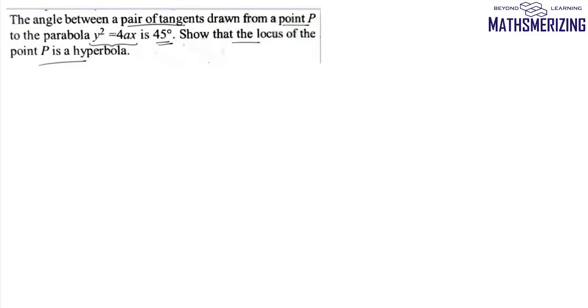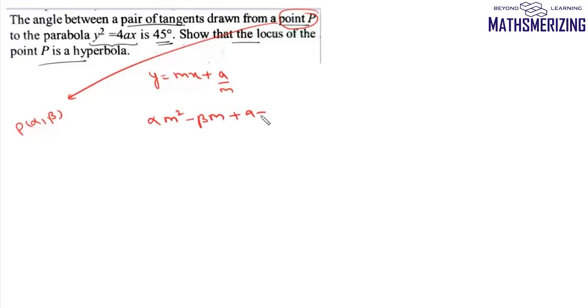So again, we'll consider the equation of tangent, which is y equals mx plus a by m. Now we need to find the locus of this point P. So we'll take this point P as (alpha, beta). So again, it'll become a quadratic in m. So it'll be alpha m square minus beta m plus a equals 0. Now again, it has two roots, m1 and m2. So the sum of roots is beta upon alpha, and the product of roots is a upon alpha.